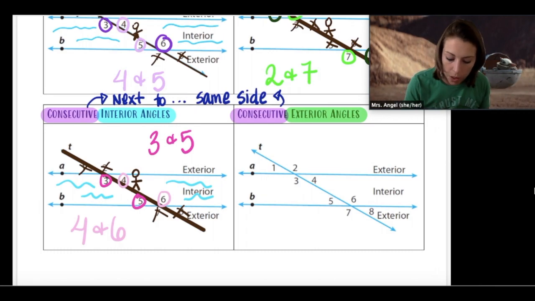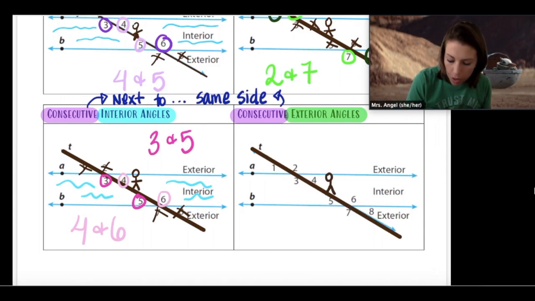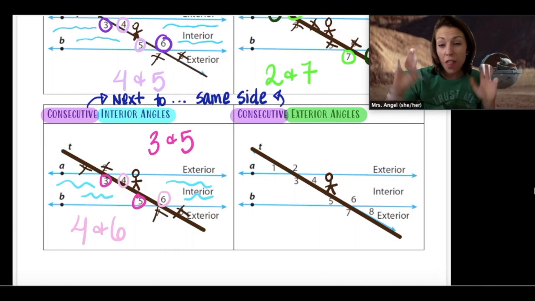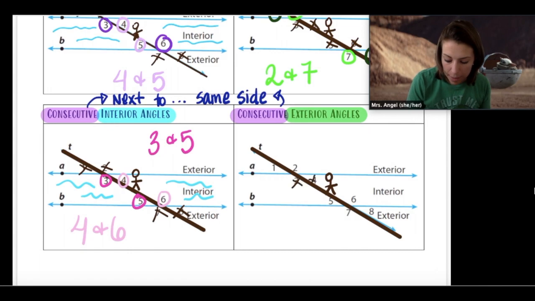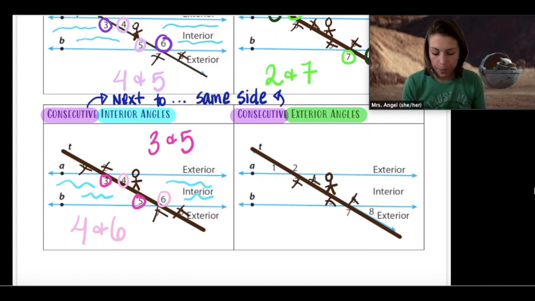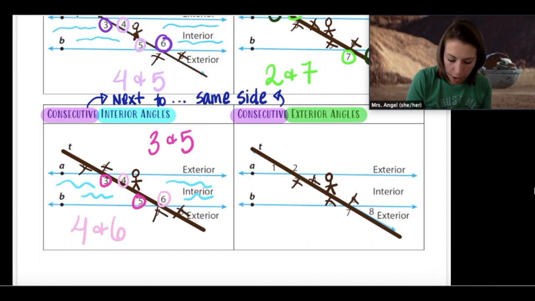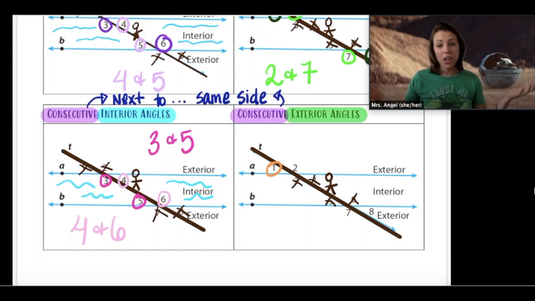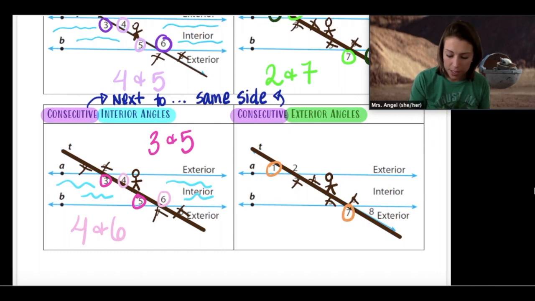Last one, we're looking at consecutive exterior angles. So again, we're standing on our bridge, the transversal. We're chilling there, looking at either side. And since we're looking at the exterior, that means on the riverbank. So we can automatically eliminate all angles inside the river. So I'm standing on the bridge and I look on the riverbank and I see angle 1. What other angle is on the same side of the bridge as angle 1? That's also on the exterior. That would be angle 7.